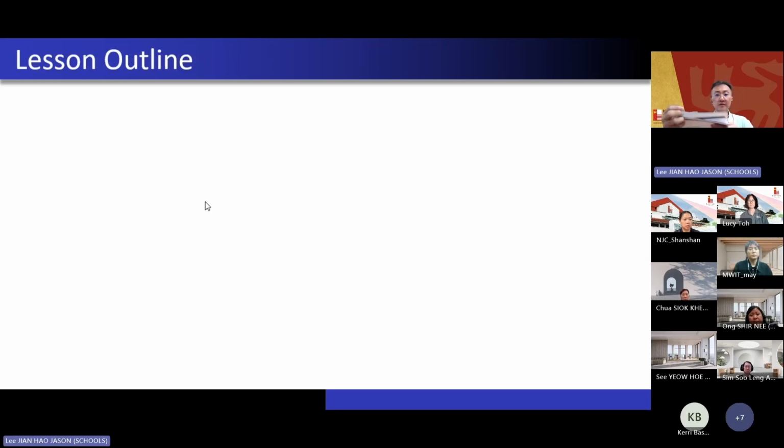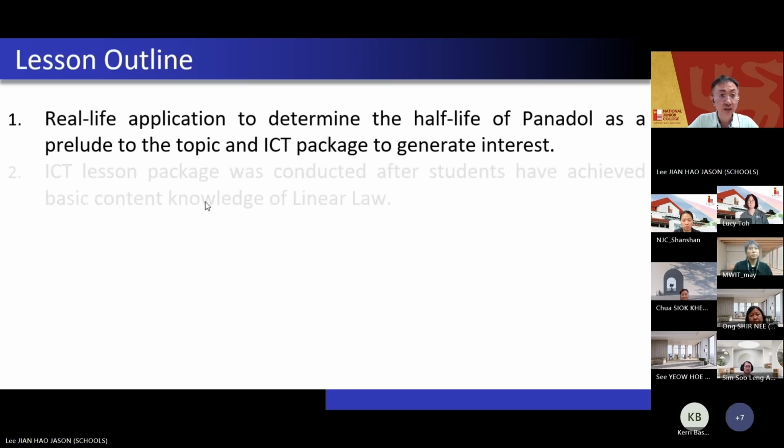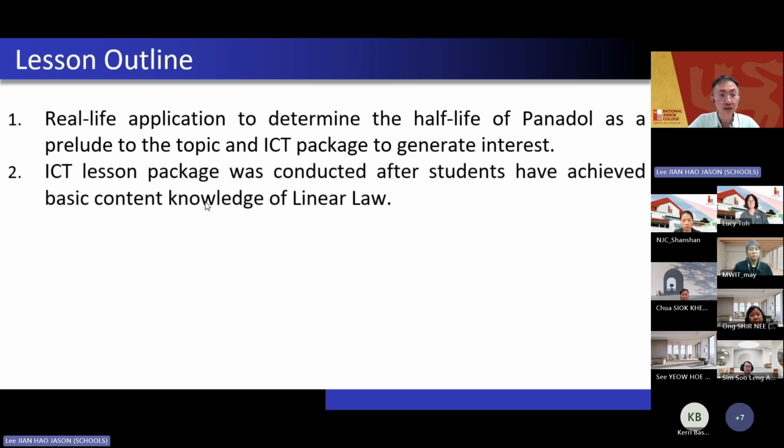All right, for the lesson outline, I will give you some context of this lesson package. Before this lesson package, a real-life application to determine the half-life of Panadol is given as a prelude for the topic to generate interest, to let students see that, hey, this topic is actually pretty useful. After that, the lesson package is conducted when students have achieved basic content of linear law using our in-house notes.